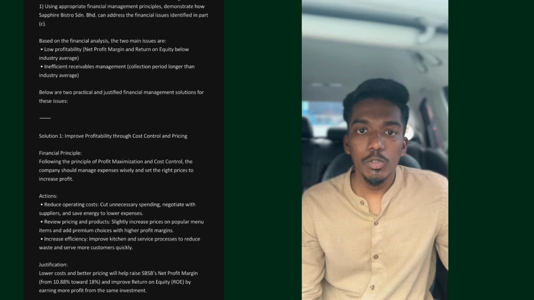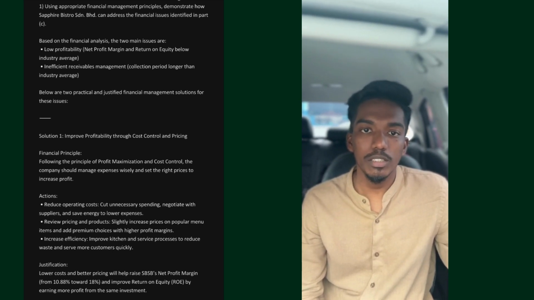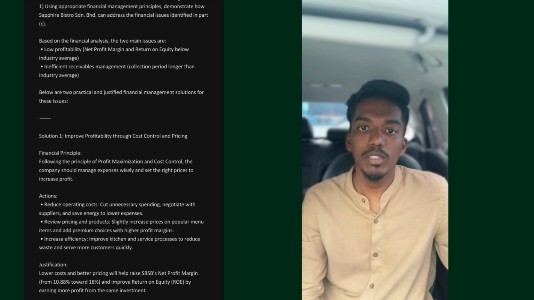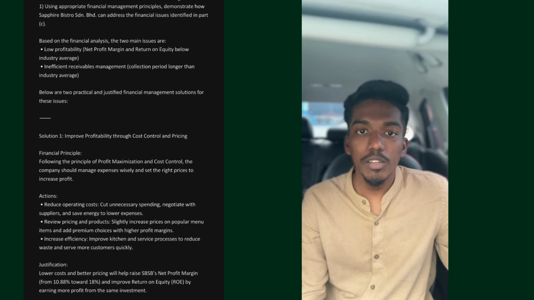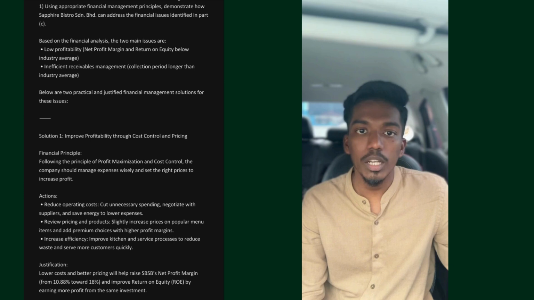The action: reduce operating costs, cut unnecessary spending, negotiate with suppliers and save energy to lower expenses. Review pricing and products, slightly increase prices on popular menu items and add premium choices with higher profit margins. Increase efficiency, improve kitchen and service processes to reduce waste and serve more customers quickly. Justification: lower cost and better pricing will help raise SBSB's net profit margin from 10.88% to 18% and improve return on equity, ROE, by earning more profit from the same investment.